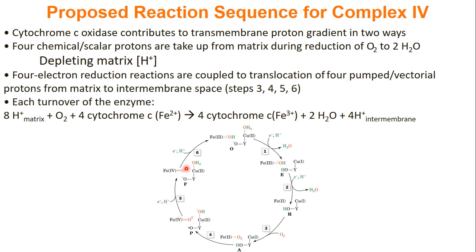We also have protons being pumped out of steps 3, 4, 5, and 6. So it's not really shown here, but during this movement, protons are being pumped from the matrix to the intermembrane space. So every time this cycle runs, we have 8 protons from the matrix plus oxygen plus 4 cytochrome C. Those are going to go to cytochrome C that are now oxidized. We're going to make 2 water molecules, and now we have pumped a total of 4 protons into the intermembrane space. And that is all for this video.